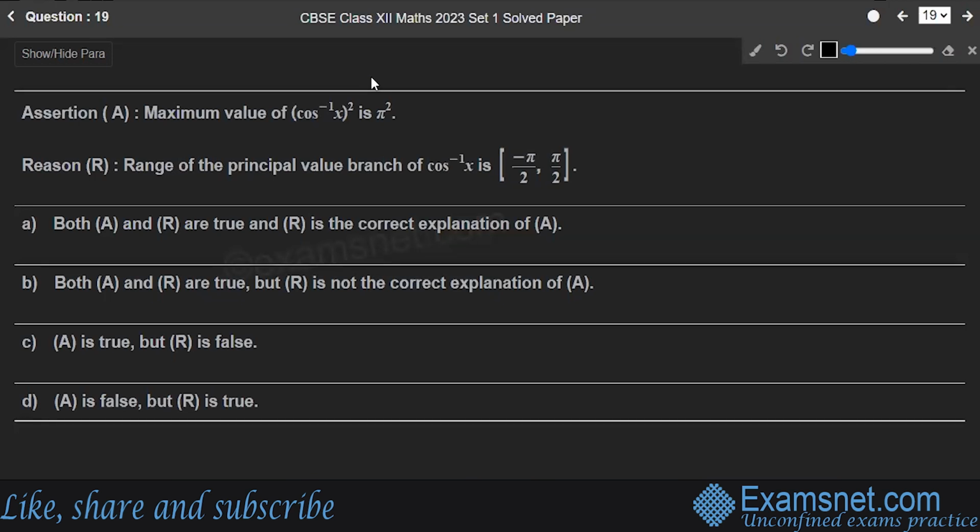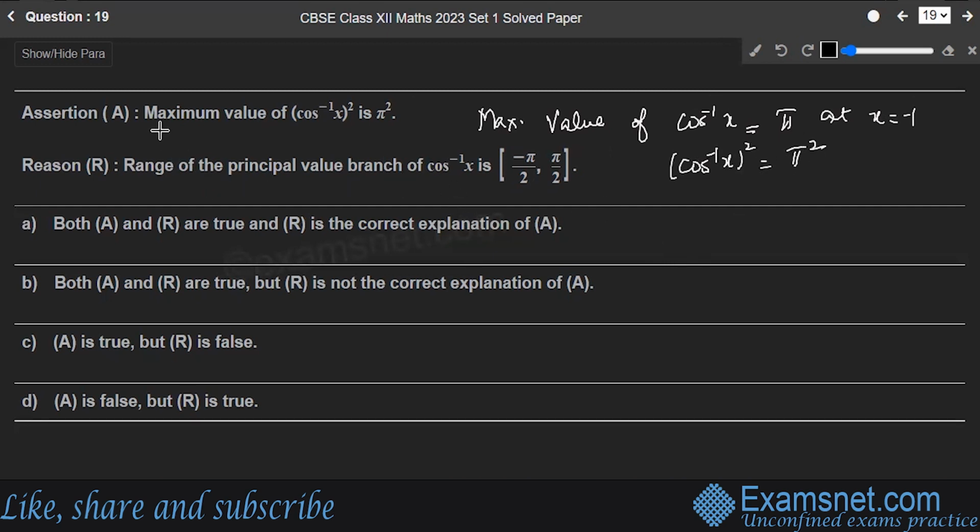So assertion A says that the maximum value of (cos inverse x) whole square is pi square, and the reason is that the range of the principal value branch of cos inverse x is -pi/2 to pi/2. Fine. So the maximum value of cos inverse x is pi at x = -1. Right. So the maximum value of (cos inverse x) whole square will be equal to pi square. That means this assertion is true.